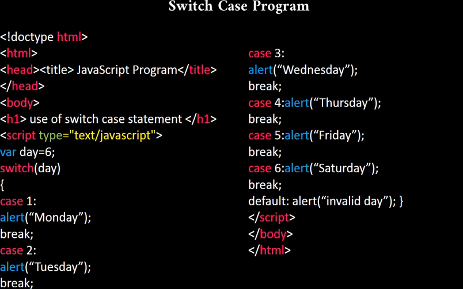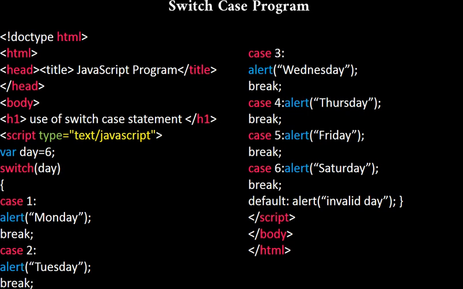Okay, so here var day equals 6, which means we are going to find the 6th day of the week. So the switch expression will start with switch, and in brackets day. Now the switch case will start. Before the switch case starts, we must use the curly bracket.